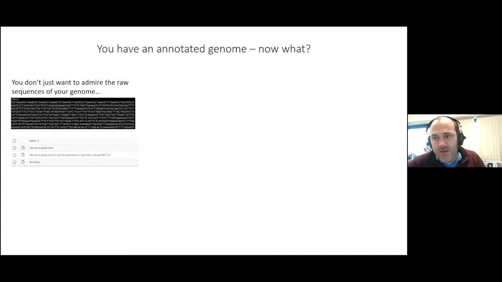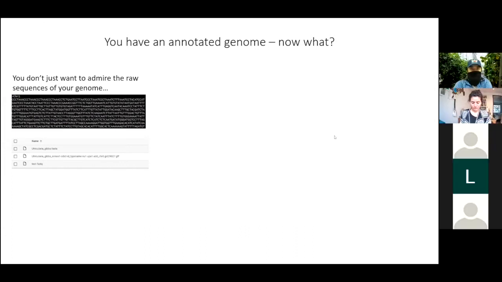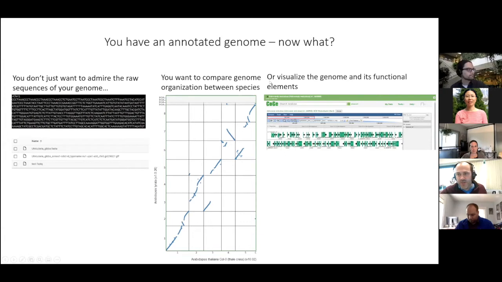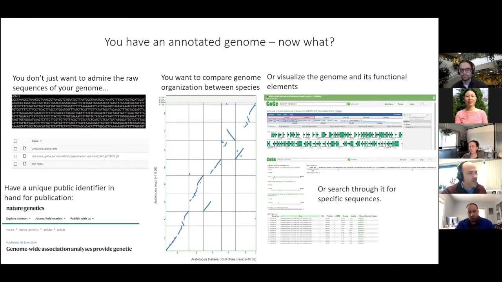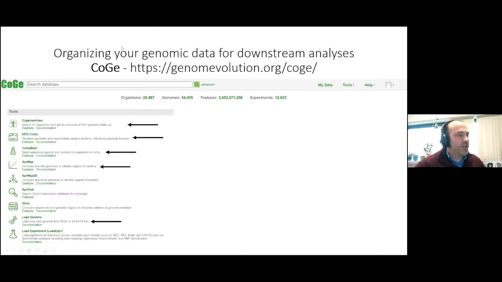But obviously you're generating a genome and annotating that genome because you want to do some analyses on it. Such as, you want to compare genome organization between species, you want to visualize the genome and its functional elements, et cetera. You want to BLAST it. You just want to see, is my favorite gene or a set of genes present? Or you're sequencing it for the sake of sequencing it, and you just want to have a public identifier that you can put in the paper when it comes time for publication. So the resource, the tool or set of tools that I'm going to talk about today is CoGe.